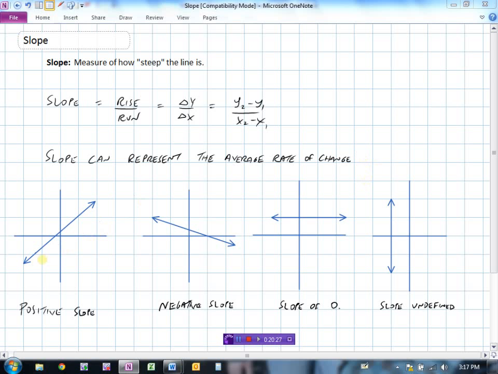If the line moves up as we move to the right, then we're going to talk about a positive slope. If the line moves down as we move to the right, then we have a negative slope. If the line is a horizontal line, then we have a slope of 0. And if the line is a vertical line, then our slope will be undefined. So that's slope, one of the important properties when we're talking about functions, and in particular when we're working with lines.